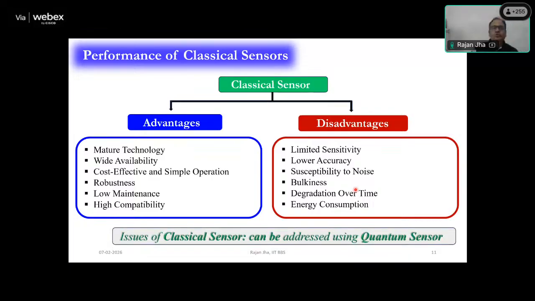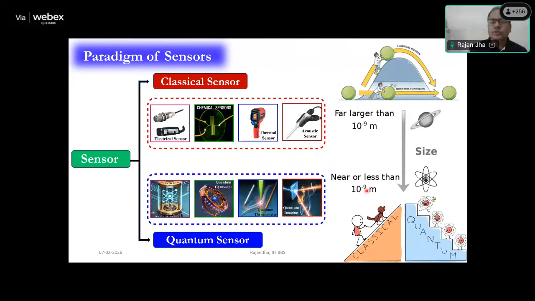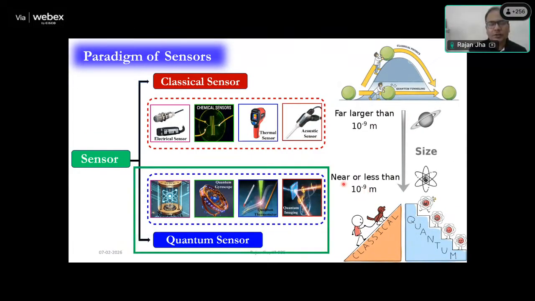Now, some of these advantages are very good, but can we resolve some of these disadvantages that are available with classical systems by developing some quantum sensors? This is what we're going to see. So let's go to the next part, which is the quantum based systems or quantum sensors.